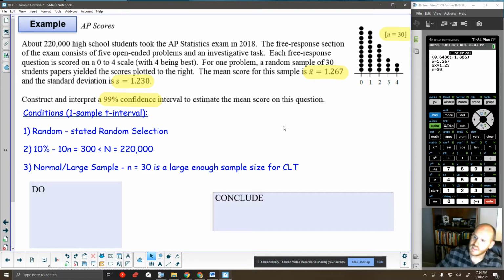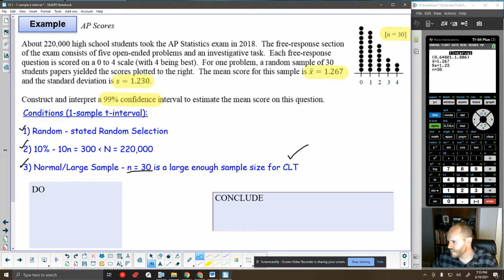Random. I was told that this is a random sample of 30 students, so we meet that condition. Since I'm sampling without replacement, I will need to check the 10% condition. So 10 times our sample size would give me 300. That is less than the reported population of 220,000. So we're good on both of those fronts to start. The last condition is a condition for the distribution of the sample statistic x bar to be normally distributed. And since our sample size is 30, by virtue of the central limit theorem, we will meet that condition. So we're good on the conditions.